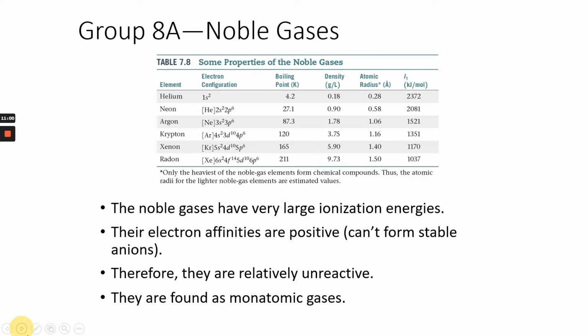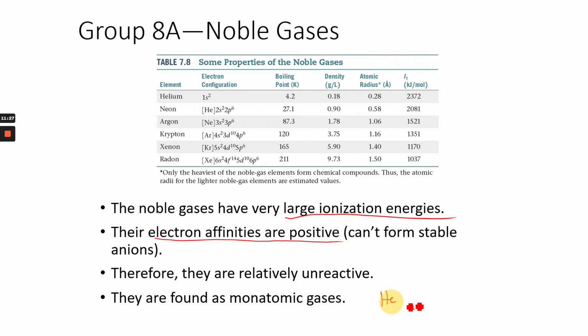Now your noble gases, which used to be called inert gases because they were believed that they would not react with anything, have very large ionization energy. So it takes a lot of energy to remove an electron from it. So most likely it's not going to happen. Your electron affinities are highly positive, so they really don't want to form anions. Therefore, they're relatively unreactive. Most of them are found as monoatomic gases.